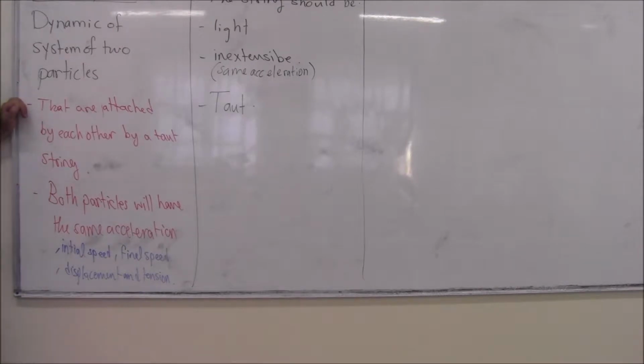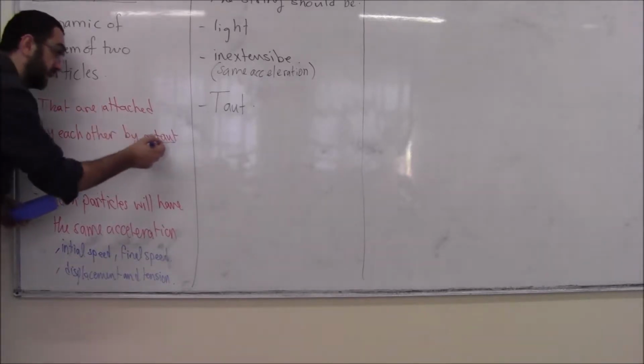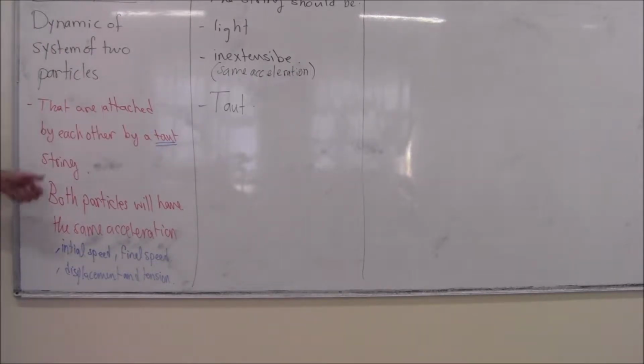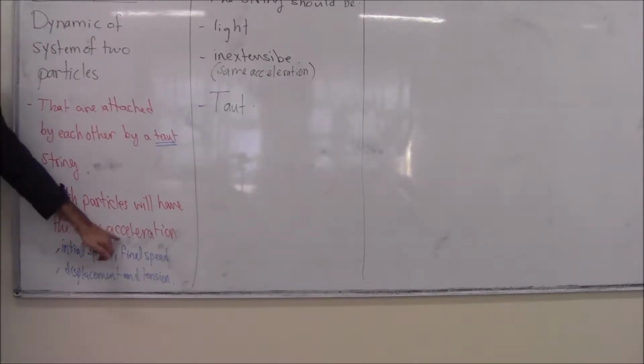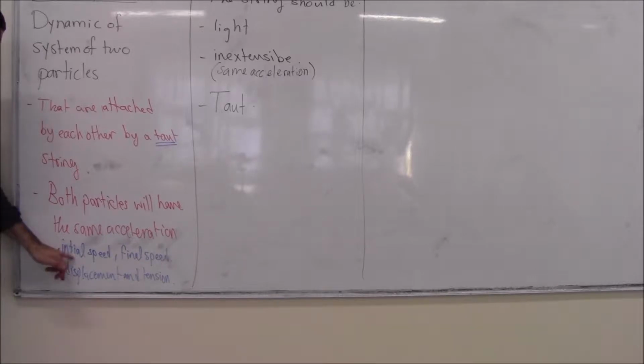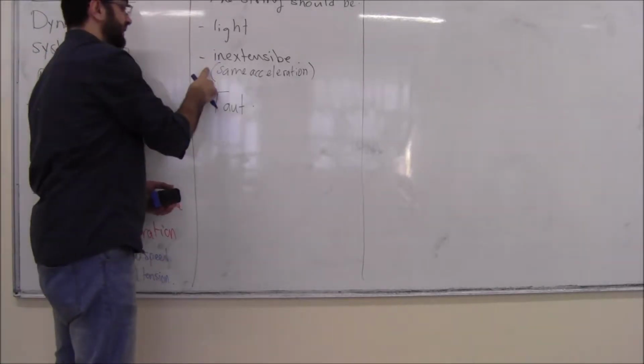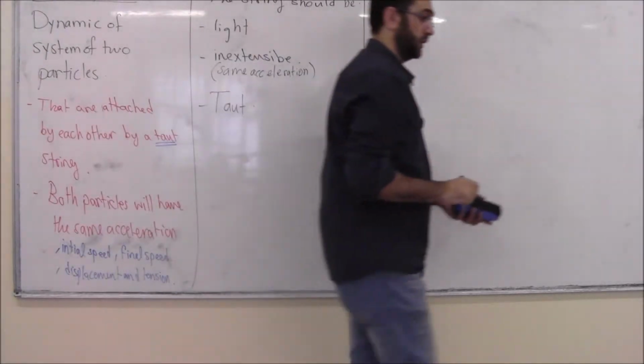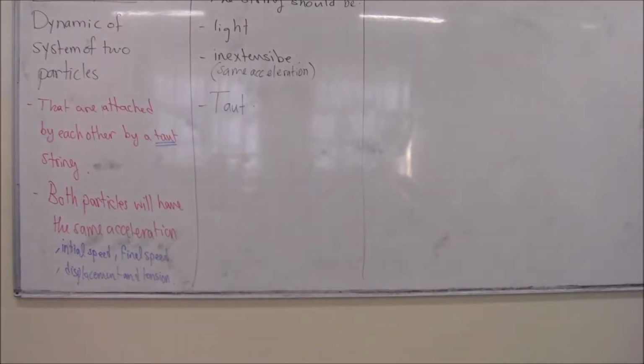Anyway, no matter. Okay. So again, guys, to sum up everything, if we have two particles attached to each other by a taut string, those particles will each have the same acceleration, initial speed, final speed, displacement, and what? Tension. The string should be light, inextensible, and taut.